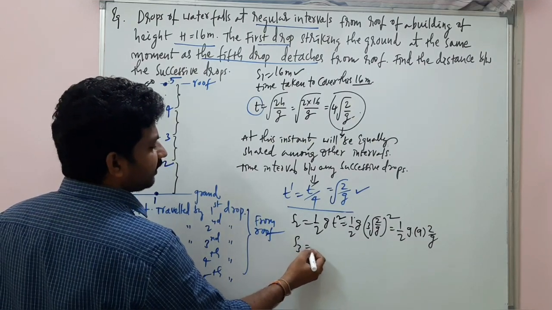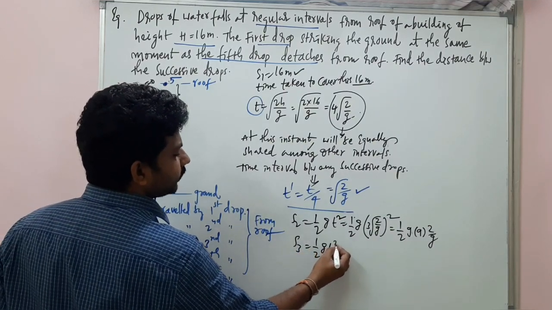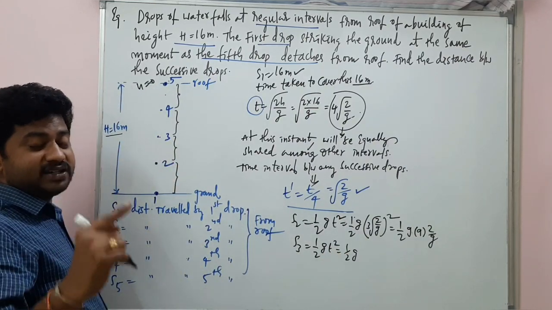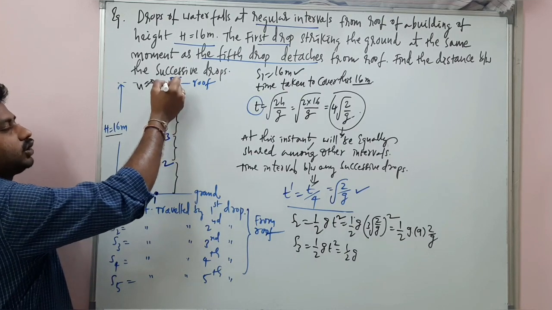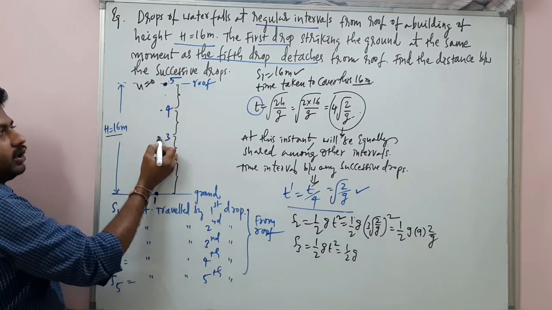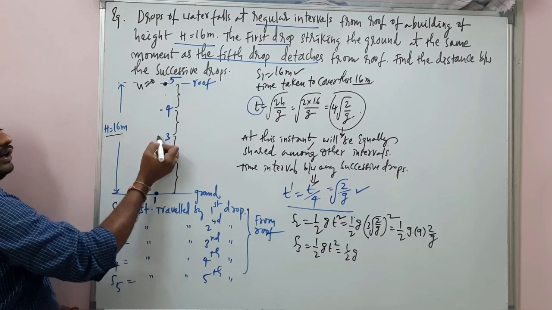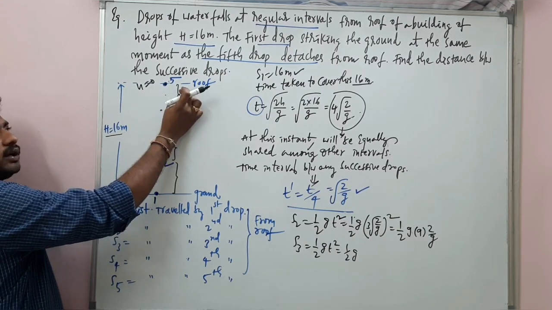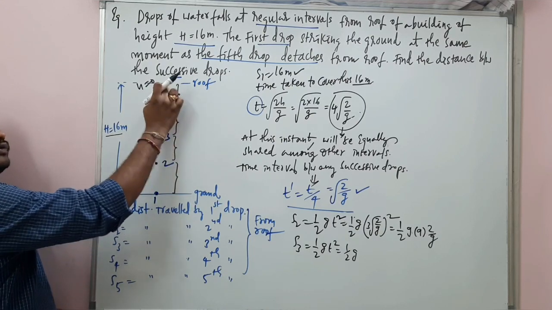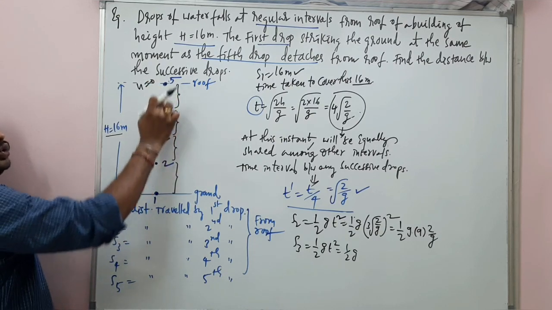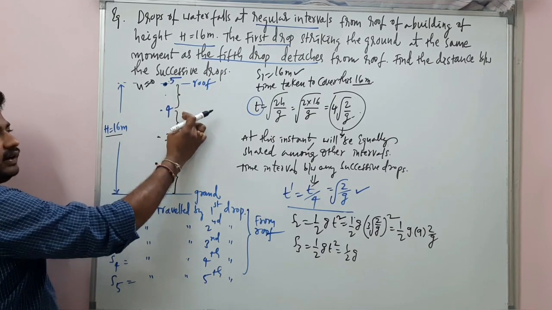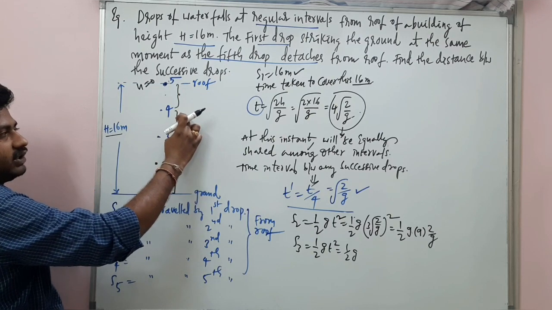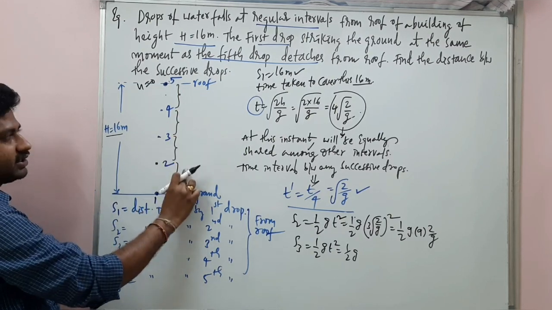Yes. Similarly, half into g into t square. What is t for the third drop? The distance travelled by the third drop from the roof, from here to here. It's so simple. It need only travel 1 root 2 by g here and another root 2 by g here. So from here to here the time taken is 2 into root 2 by g, because each interval is root 2 by g. This interval is root 2 by g, this interval is root 2 by g.